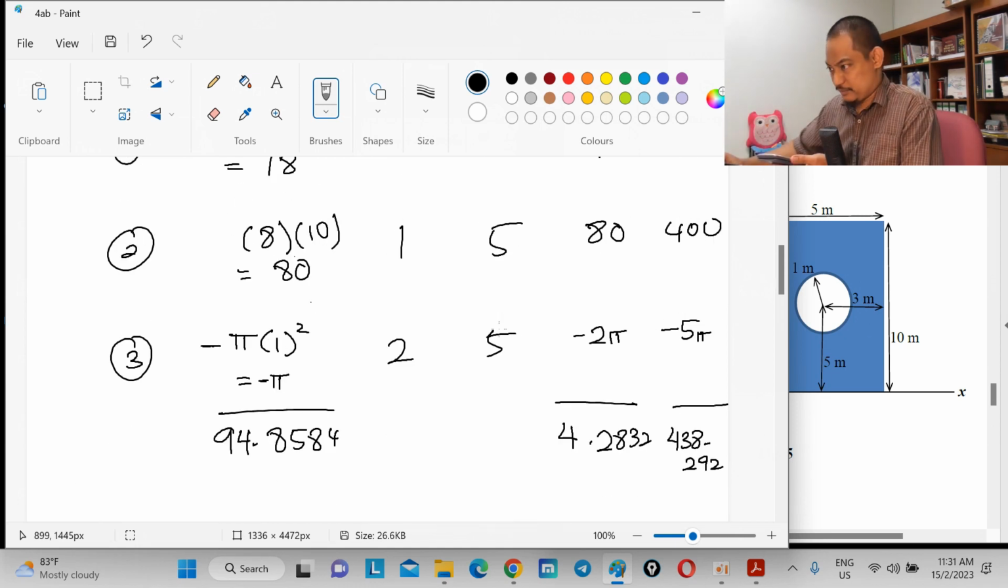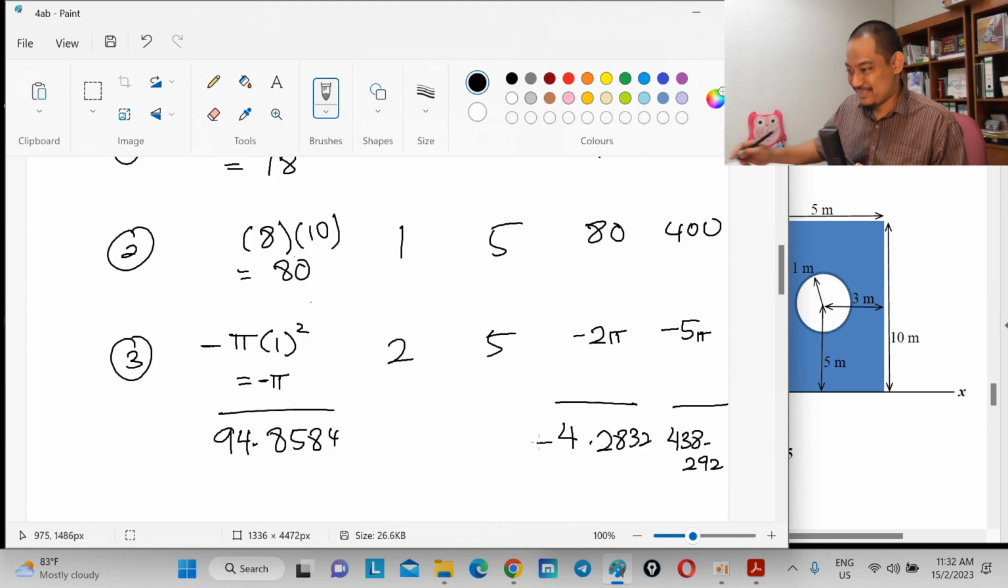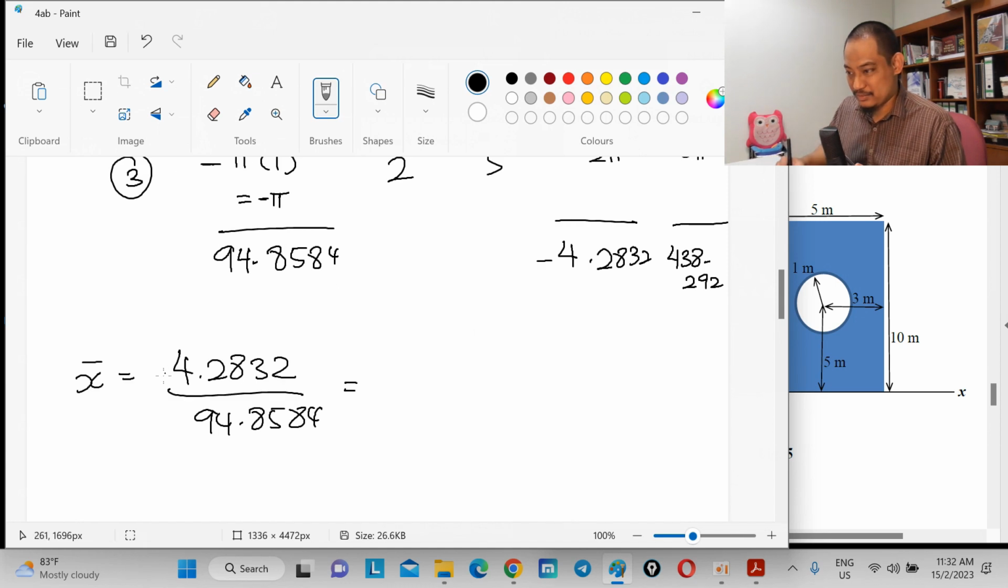Wait, is this positive or negative? Negative, right? I didn't realize it's negative. So negative 4.2832 divided by 94.8584. Wow, negative 0.04515.